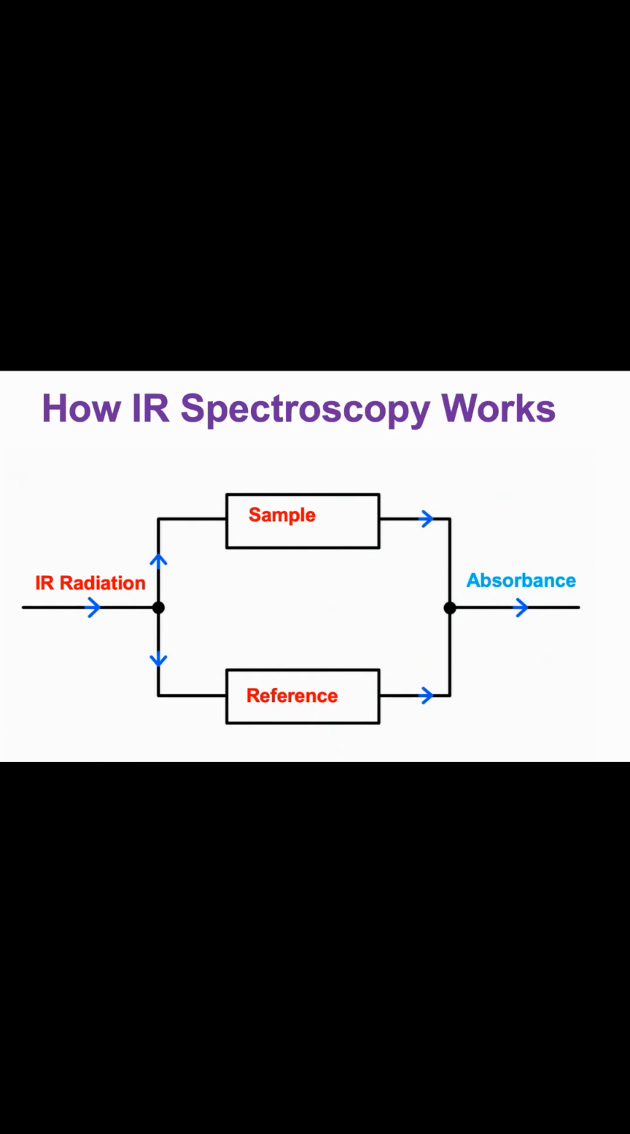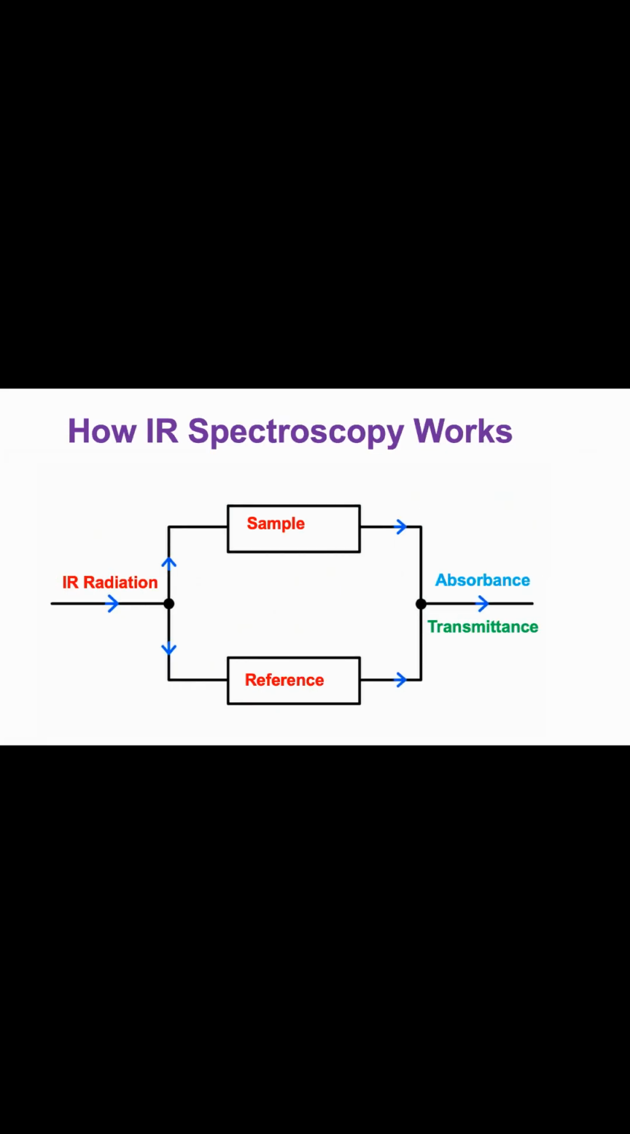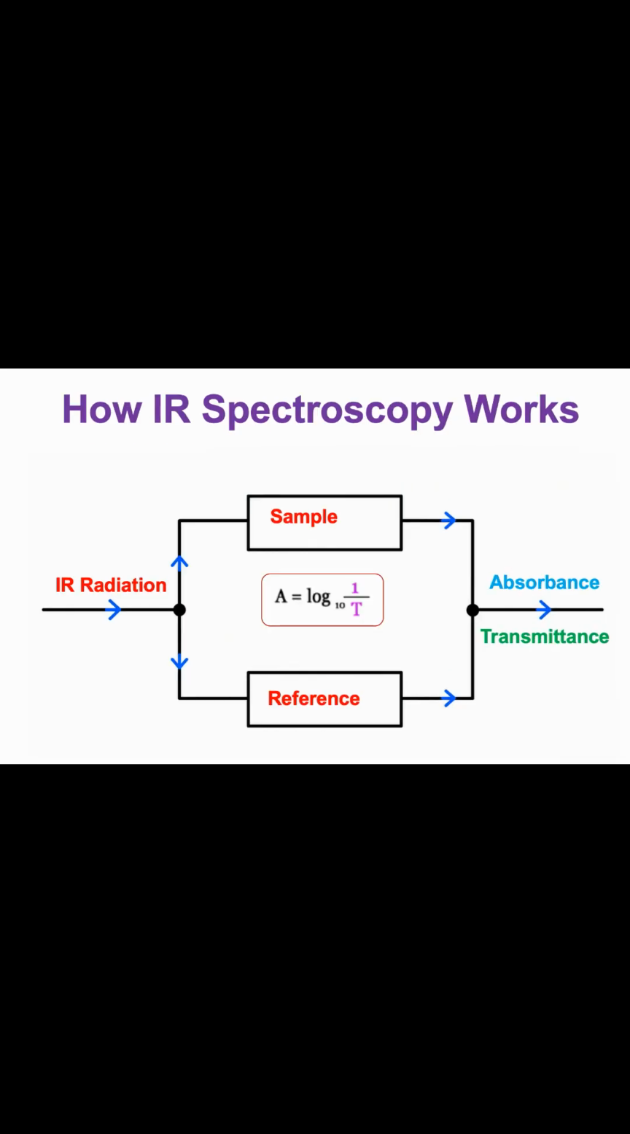So you can actually measure the sample absorbance, or you could also measure the transmittance. Remember, the absorbance and transmittance are inverse. So the higher the absorbance, the lower the transmittance. That means the higher the amount of infrared radiation absorbed, the less amount of radiation transmitted. And we can relate absorbance and transmittance using this formula, where A equals log of 1 over T, or you could say A equals minus log of T.